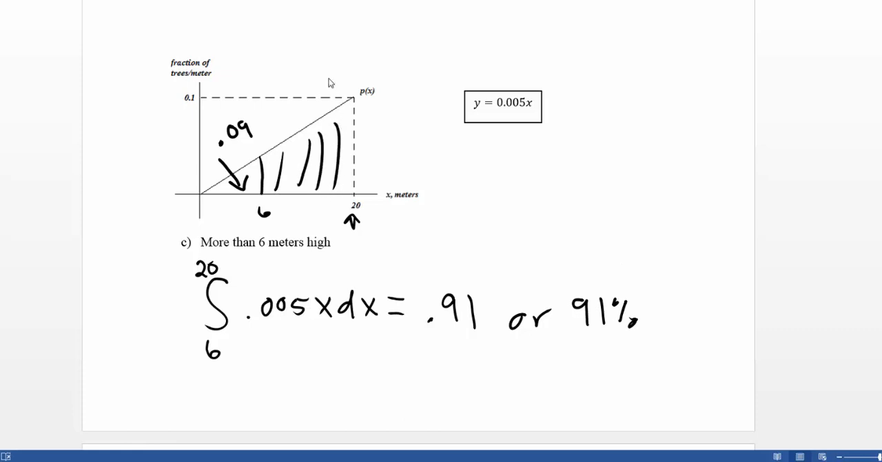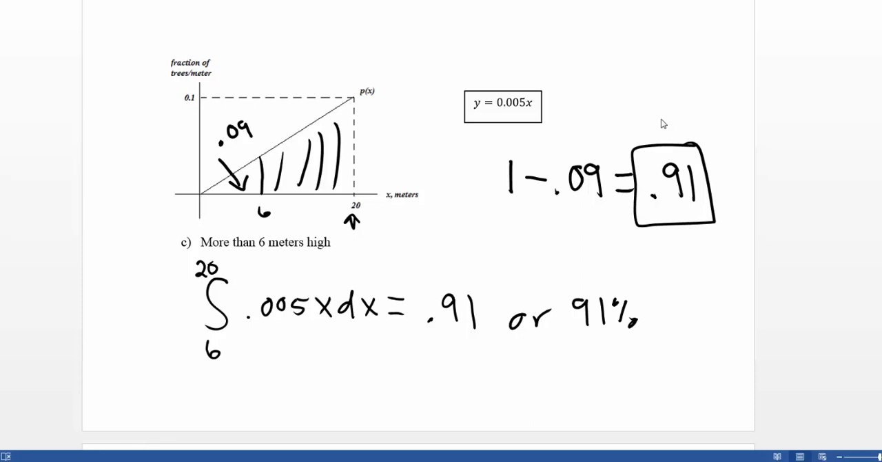So you could certainly figure out the area using geometry. However, if we want to find the percentage of trees that are more than 6 meters high, and all trees either have to be less than 6 meters or more than 6 meters, what we could have done is 1, which is 100%, minus the percentage that was less than 6 meters, which gives us the remaining percentage of trees, which was 91%.